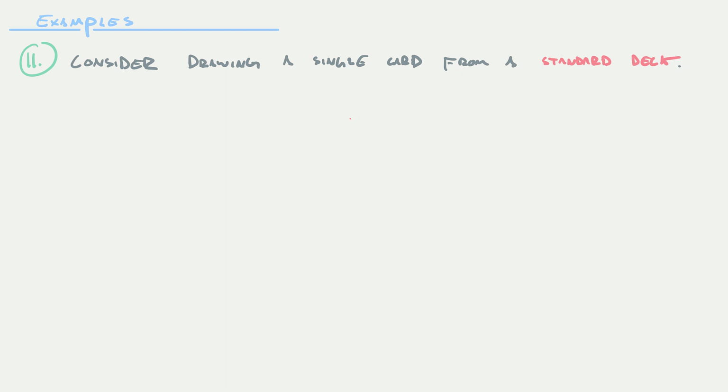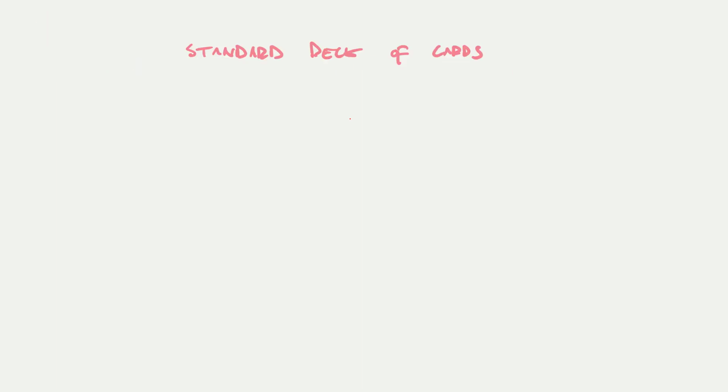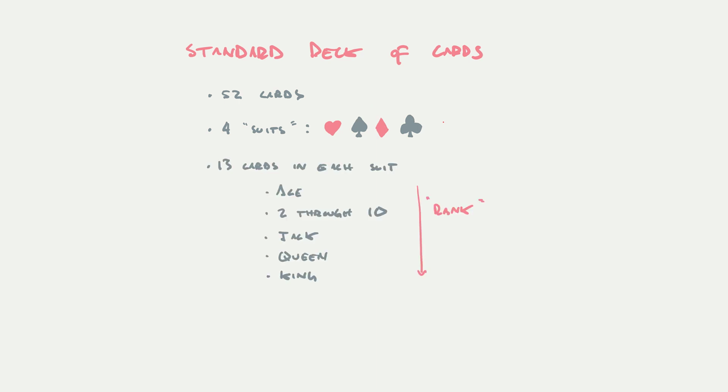Example 2, let's consider drawing a single card from a standard deck. And it's here that we need to talk a little bit about what even is a standard deck. That term is thrown around a lot. So let's decide right now, what is a standard deck? A standard deck of cards has 52 cards total, broken into 4 different suits. There's hearts, spades, diamonds, and clubs. Those are the 4 different suits that exist in a deck of cards. Each suit has 13 cards in it.